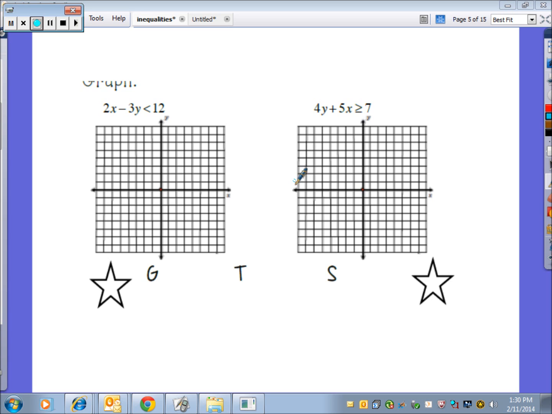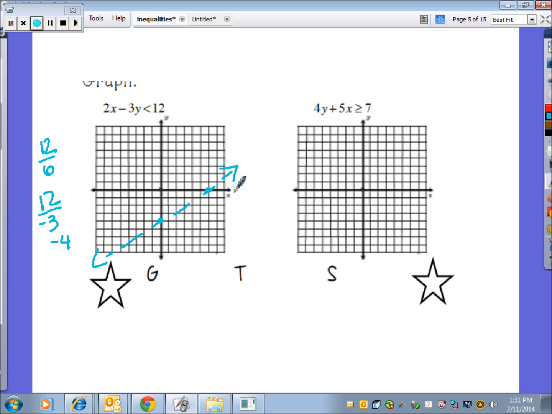So we're going to go ahead and graph 2x minus 3y is less than 12. So 12 divided by 2 is 6, and that's our x-axis. 1, 2, 3, 4, 5, 6, our x-intercept on the x-axis. 12 divided by negative 3 is negative 4, our y-intercept. 1, 2, 3, 4. We're using a dotted line, and there we have it.